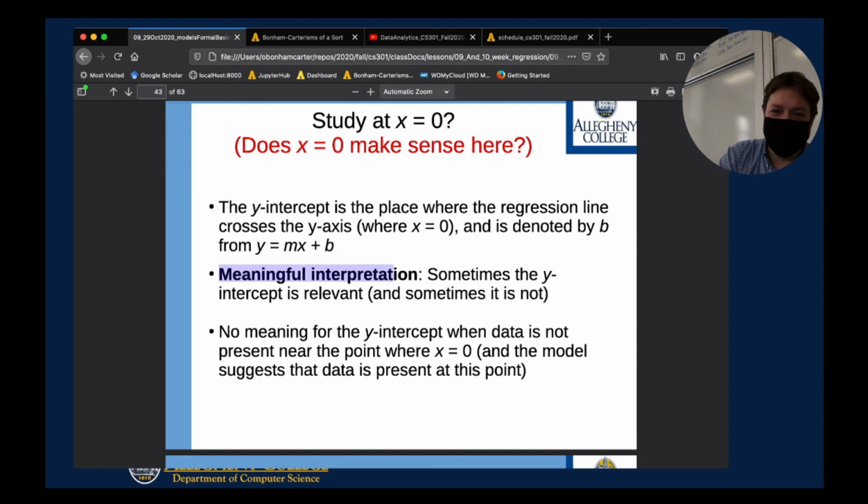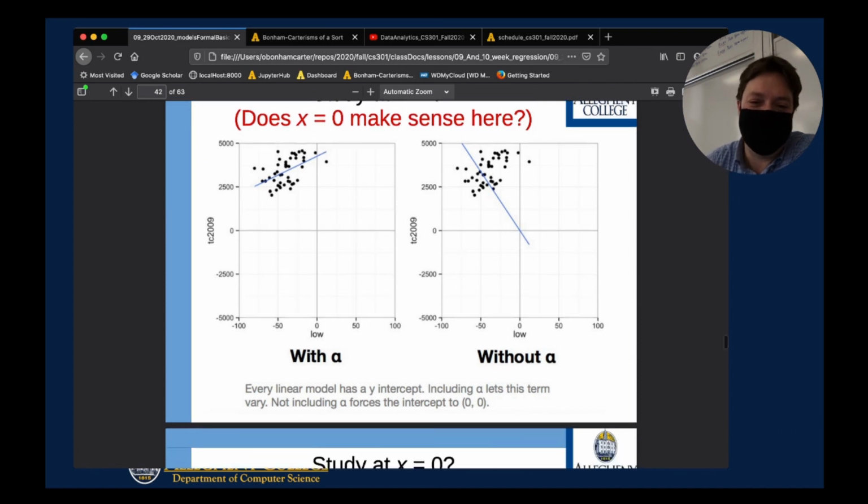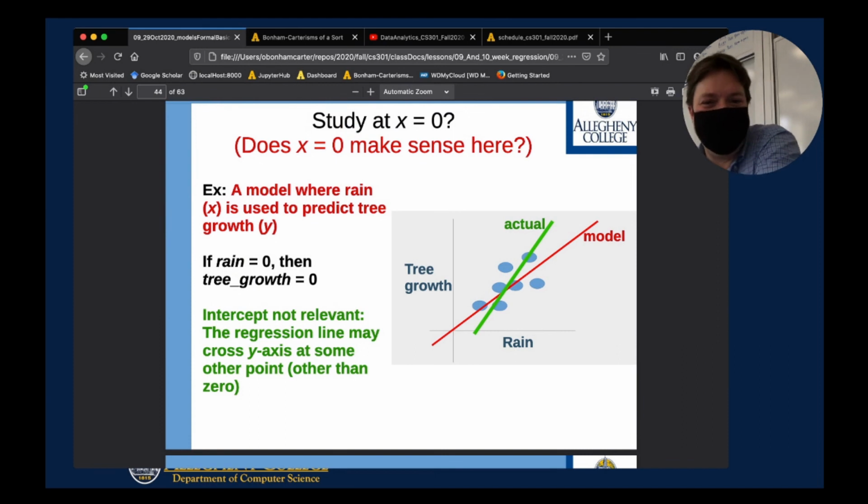Your interpretation has to be meaningful. In other words, you look at the data and decide for yourself whether it helps your model when you include your y-intercept, or whether it does not. Here's a kind of difficult case, but I think you can get an idea that maybe you can argue that you should not include your intercept.